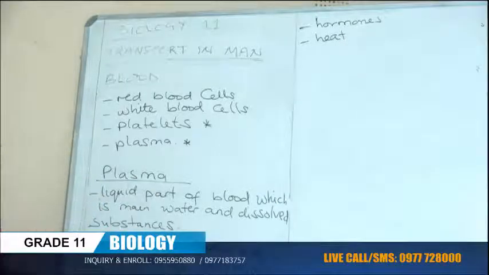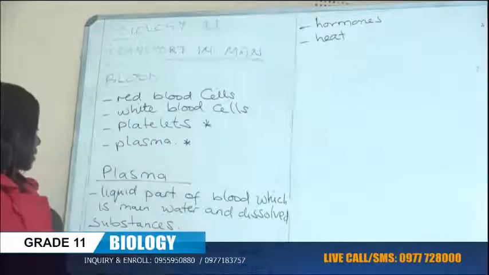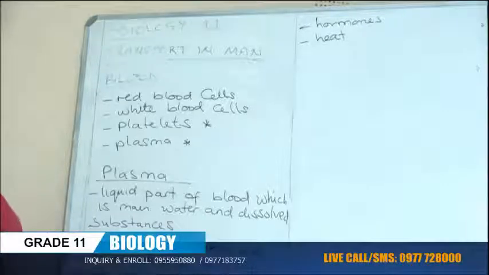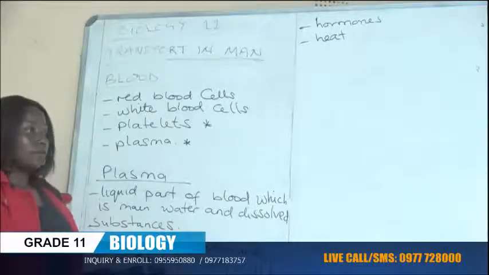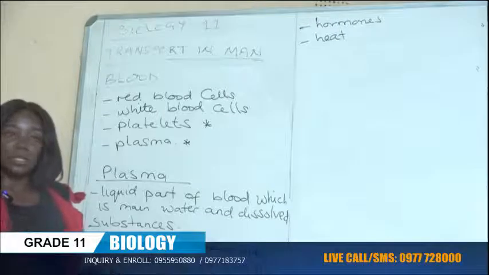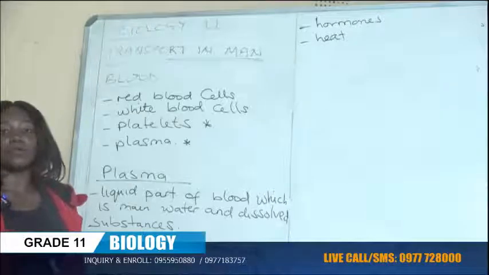So plasma carries dissolved food substances, gases, waste products, hormones, and heat. Dissolved food substances, we have amino acids, fatty acids and glycerols, monosaccharides, vitamins and mineral salts. On gases, we have oxygen and carbon dioxide. Waste products, we have urea, we have poisons and toxins. When you take in poison, it is an excretory product. It is carried in your blood, hormones, and also heat.